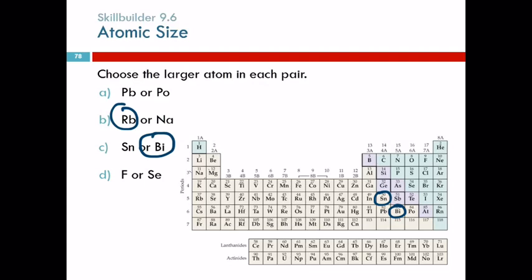Fluorine or selenium? Well, let's get rid of these and find fluorine and selenium. Where's fluorine? And here's selenium. The trend going across is that atoms get smaller, so that predicts selenium is larger. Going down gets larger, that also predicts selenium is larger. Okay, that's better. So any questions about those? These are general trends. There are exceptions, but it's good to know the general trend.